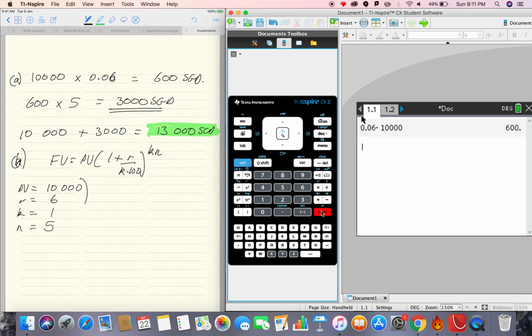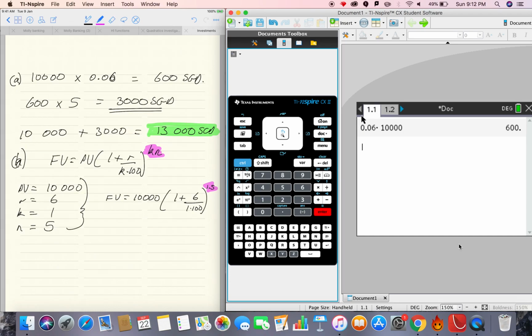Okay, so if you substitute all of that into the formula, you have final value is 10,000, open bracket, 1 plus 6 over, well, 1 times 100, all to the exponent of K times N, 1 times 5. So this little bit at the top here, you should always identify it as how many times you are going to get paid interest. And of course, if it's just once per year for 5 years, then it's 5 interest payments. So think of that as how many interest payments you're going to receive.